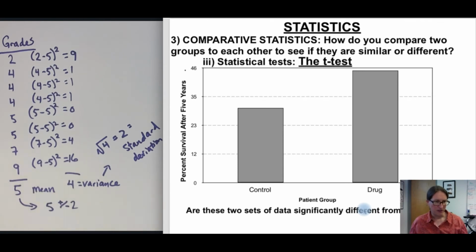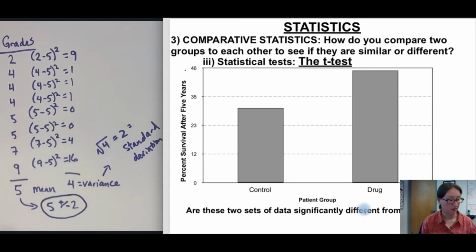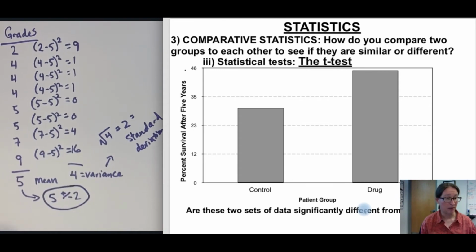All right, so that's our first step: getting a very compact summary of the overall pattern for a collection of measurements. But the next thing we want to be able to do is, let's say we have 2 different treatment groups and we want to compare them to each other. Are the measurements from one treatment group similar to or different from the measurements for another treatment group?